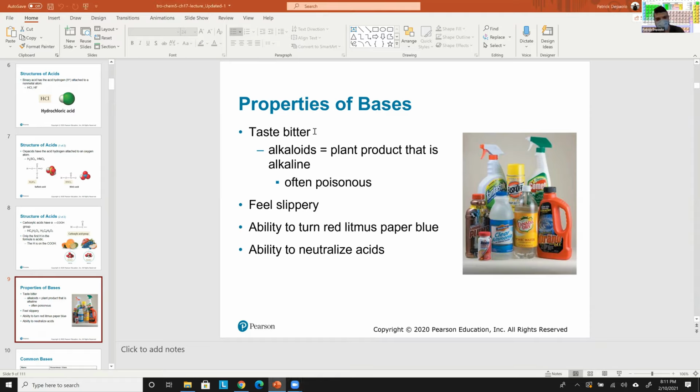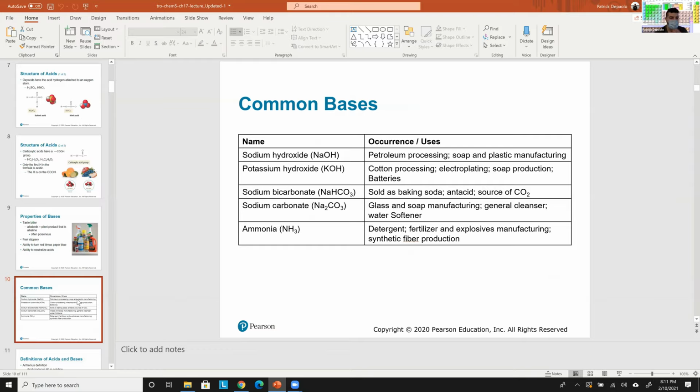So basically, bases taste bitter. Whenever you hear the word alkaline, usually it means something that's more basic, and they're kind of poisonous, like alkaline batteries. Really can't eat that. They feel slippery, so a lot of soaps. They can neutralize acids, and they turn the red litmus paper blue. So it's kind of the opposite. And here's some common bases.